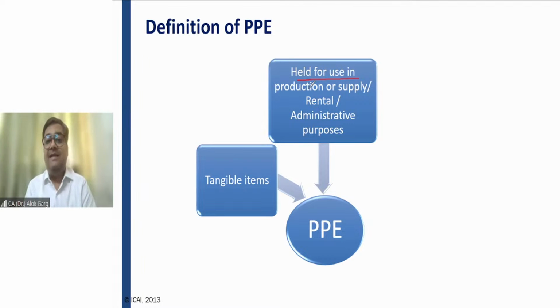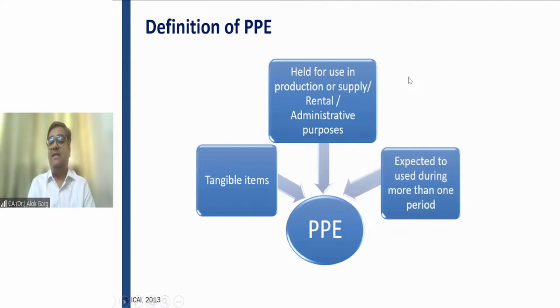So tangible items which are held for number one, production, number two, supply of goods and services, number three, rental, number four, administrative purposes. So if a tangible item is held for use in production, supply, rental, or administrative purposes, and the life of this tangible asset is more than 1 year, expected to be used during more than one period, technically means more than 1 year, right? So this is the definition of PPE.